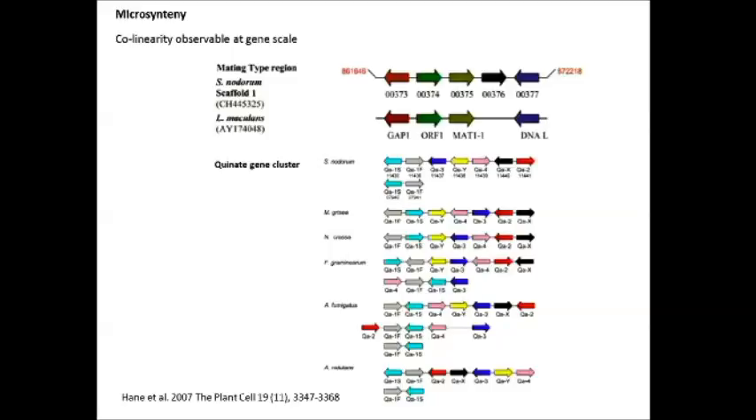What we also see a lot of, and we saw a lot of early on when the first few fungal genomes came out, was microsynteny. So this is, instead of at the chromosomal level, at a gene cluster level, you see groups of genes and they have relatively the same configuration, although there is a bit of rearrangement here.